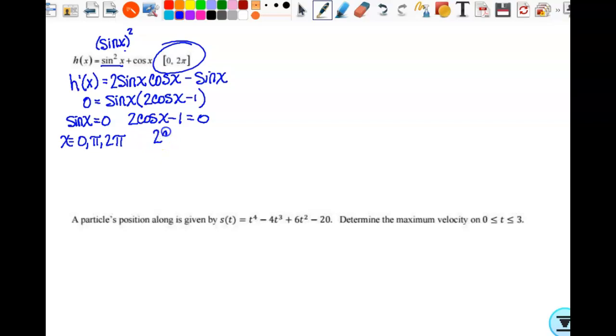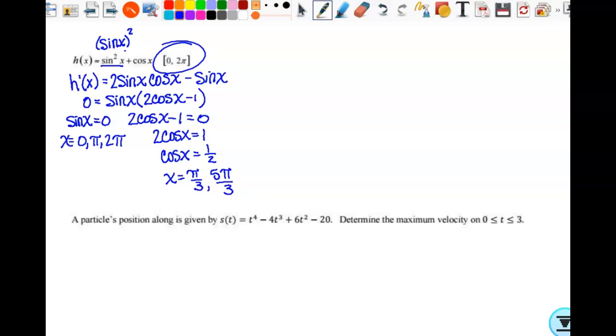So then I get 2 cosine of x equals 1. So I get cosine of x equals 1/2. So using your hand trick, pi thirds. And 5 pi thirds, very good, because cosine is positive in the first and fourth quadrants. All right, everybody good so far?